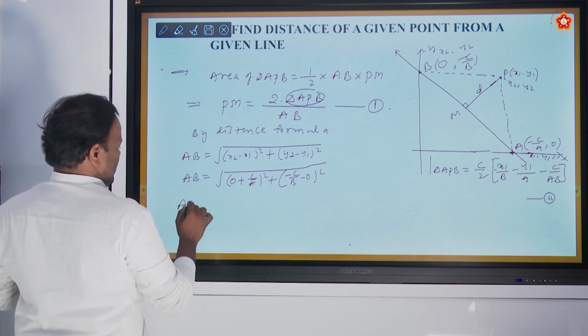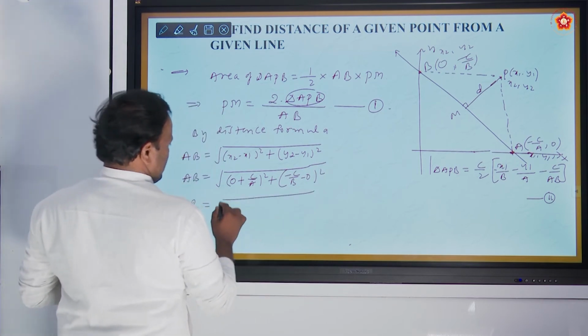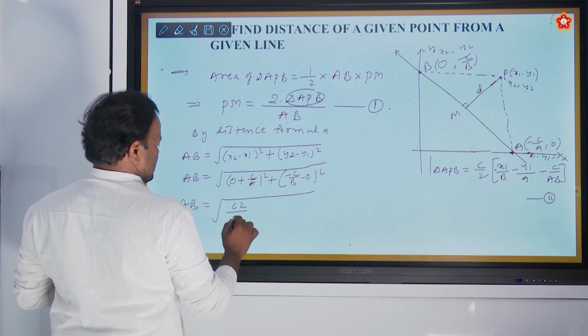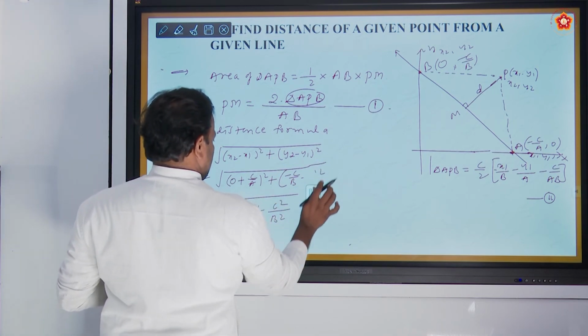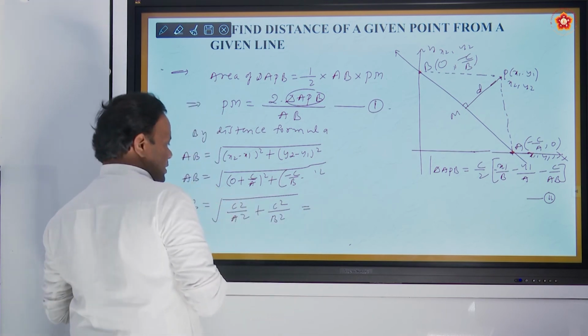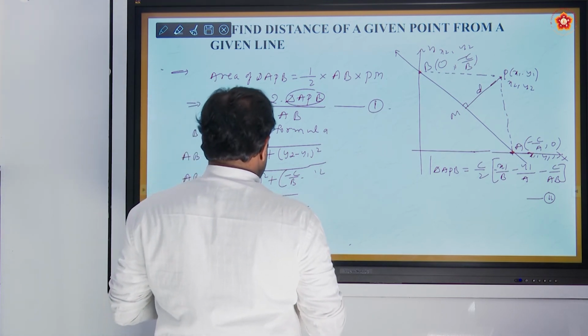Simplification. AB is equal to square root of c square by a square plus c square by b square. How can you write this one? What is common in the numerator? So we can take the numerator common.